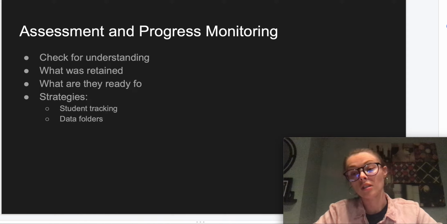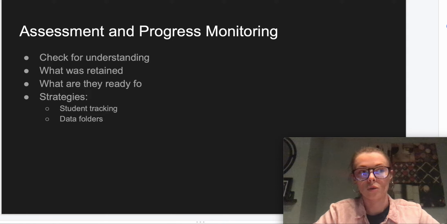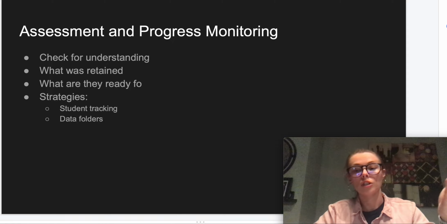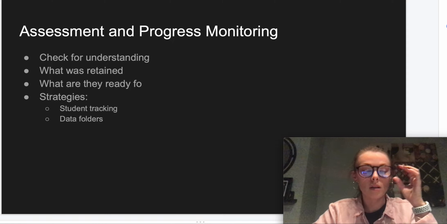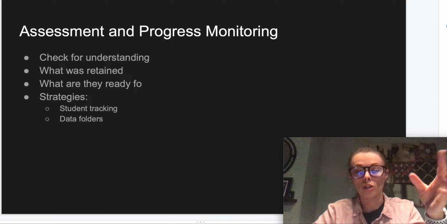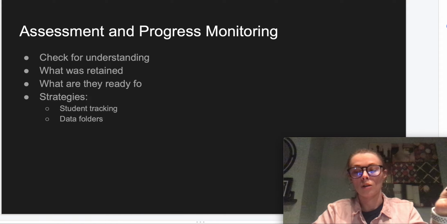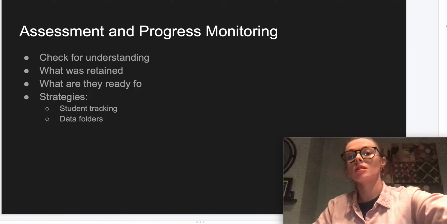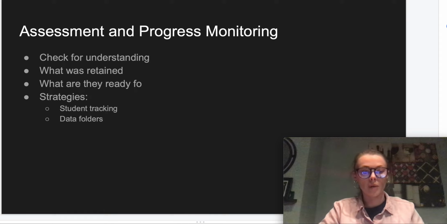And then personally, I also recommend data folders. And by using a data folder, you can have all your information in one location. And then it's very easily accessible for your students as well. And then all of this information, I will share the resource that all of this was provided through. So if you have any questions about assessment and progress monitoring, you can find that information in the references at the end. And that's the same for those different strategies that I was talking about on the previous page as well.